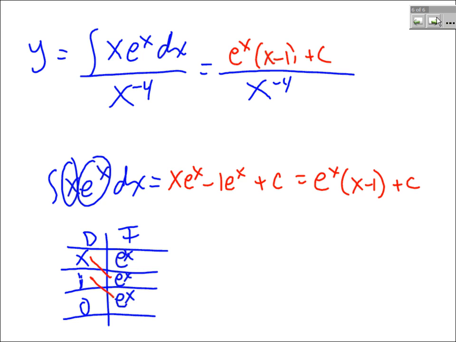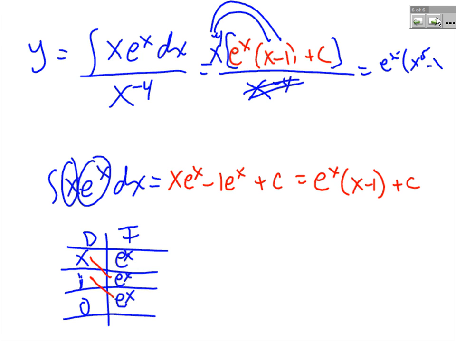Okay, you can leave the answer like that, or instead of having x to the negative 4 on the bottom, you can have x to the 4 on the top. You have e to the x times x to the 5th minus x to the 4th plus cx to the 4th. So there's your answer.